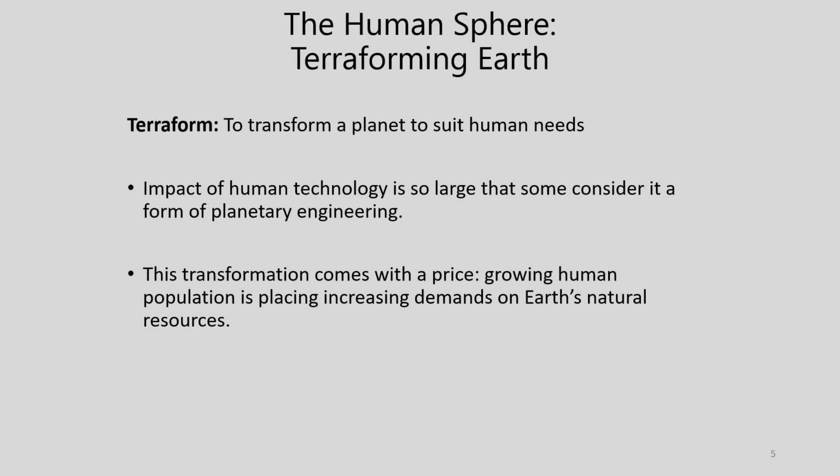So humans have been messing with the surface of the planet for as long as there have been humans. Humans' ability to mess with the planet is something called terraforming. Terra meaning earth, forming, well, you can figure that one out. We will transform the earth to do whatever we want. We can use human technology, and some of it is so massive that we consider it a form of planetary engineering.